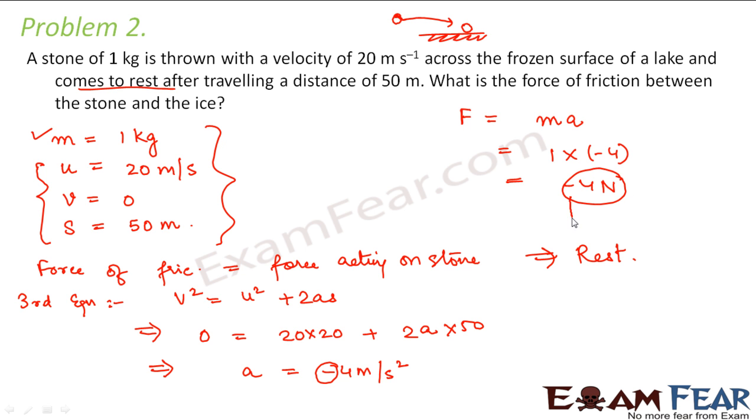So what does the negative sign indicate? The negative sign shows that this force acts opposite to the direction of motion. Right? So that means this is a resistive force, the force which is trying to oppose its motion. So this much is the frictional force between the stone and the ice. Since this force is acting opposite to the direction of motion, that is why it is coming to a stop.